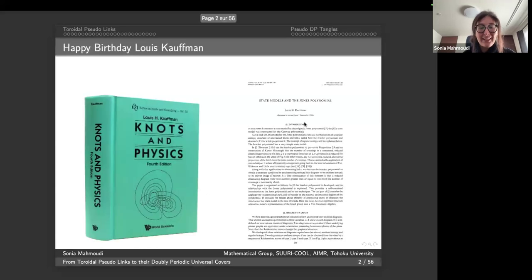But before that, of course, we are here to celebrate the birthday of Professor Lou Kaufman. I've not known him for a long while, but I'm very honored to be here today because, like many of us, his work has been very inspiring.